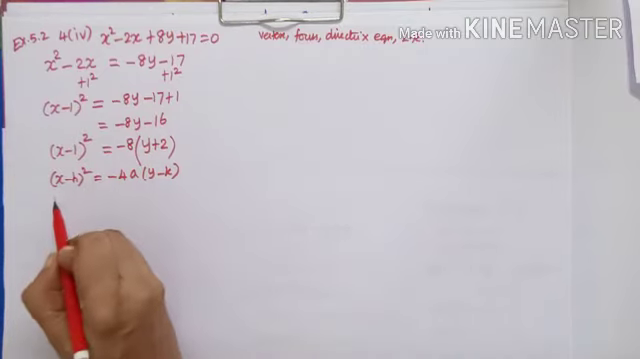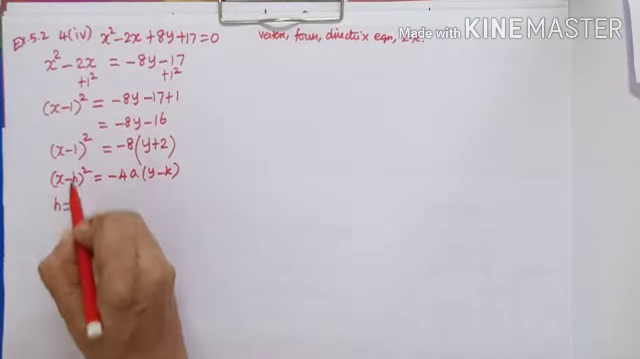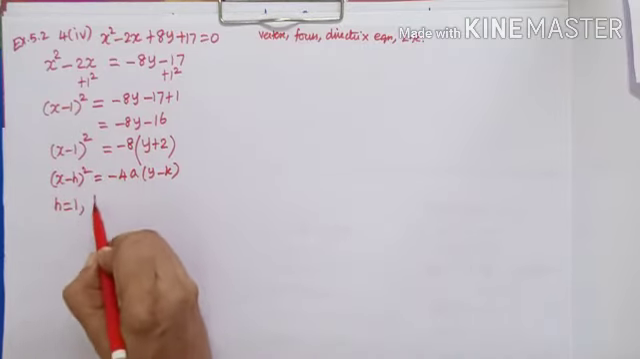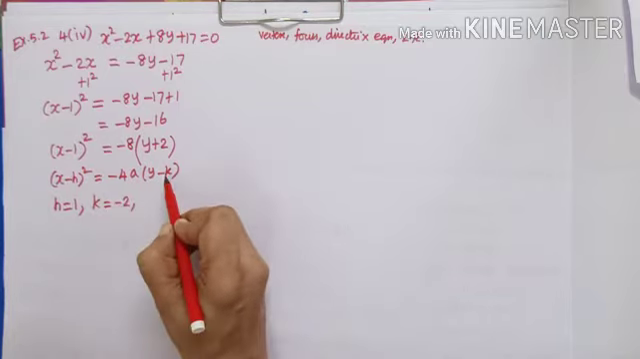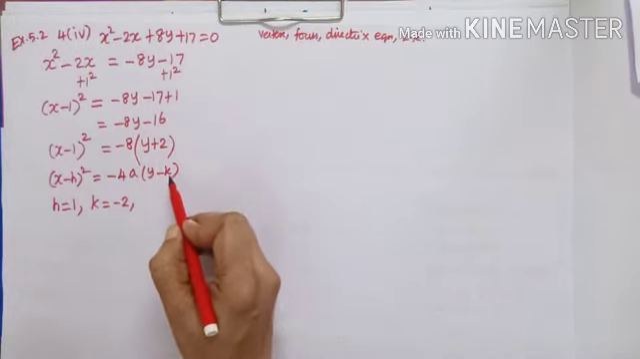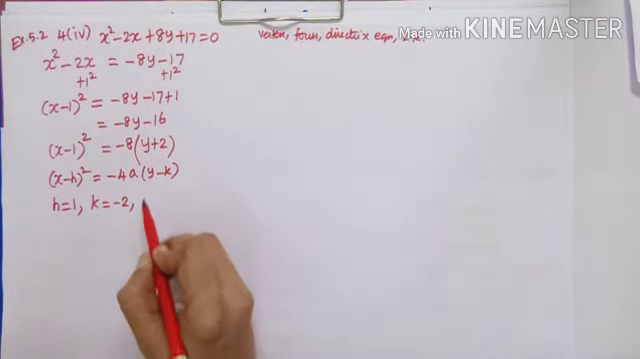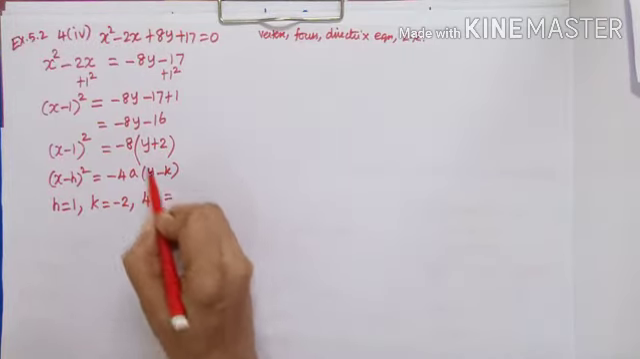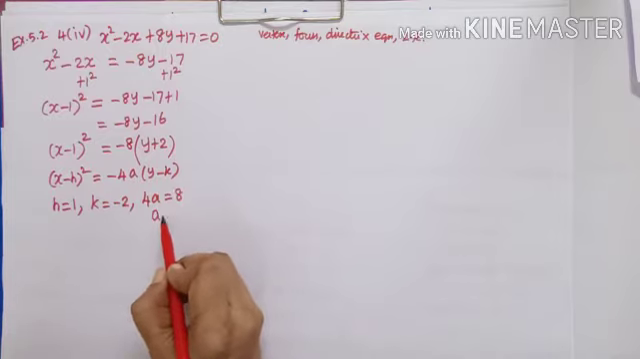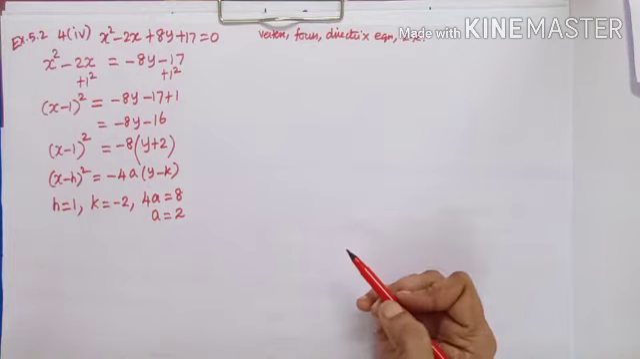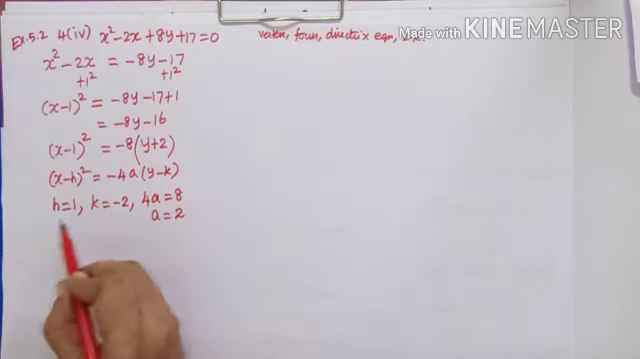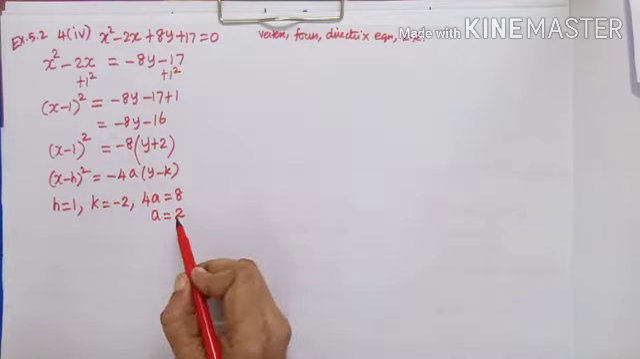Comparing. In the place of h, I have 1. In the place of k, I have minus 2. See, minus k is plus 2, so k will be minus 2. 4a equals 8, or I will say a is equal to 2. So now I know what h, k and a are.